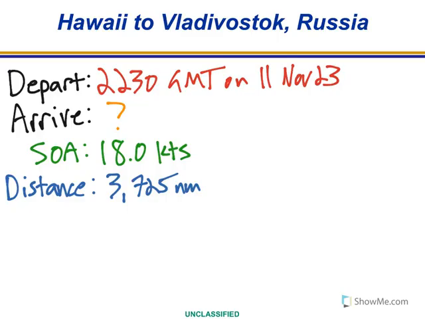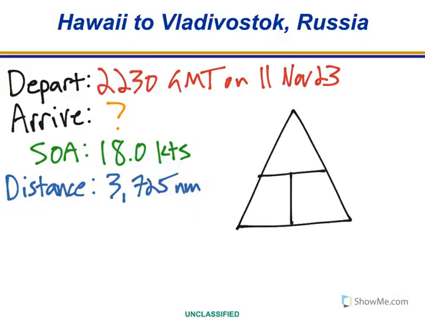Now that we've laid out all of our given information, we can take a look at our time, speed, distance triangle, and figure out what we're going to multiply and what we're going to divide. So here is our time, speed, distance triangle. We're going to set it up so that distance is always on top. Speed and time will always be on the bottom. You need to make sure that distance is always on top so that you do the math the right way.